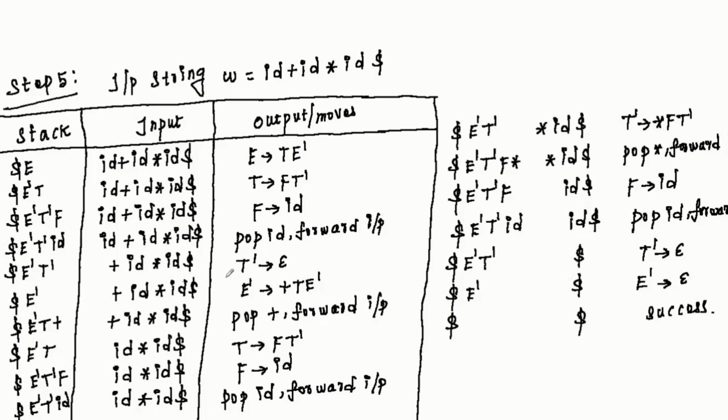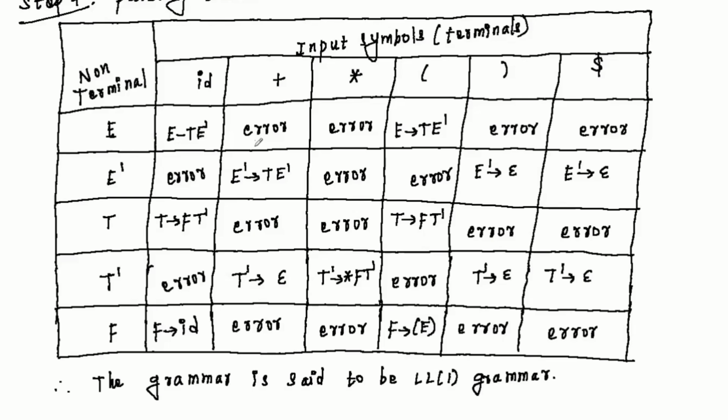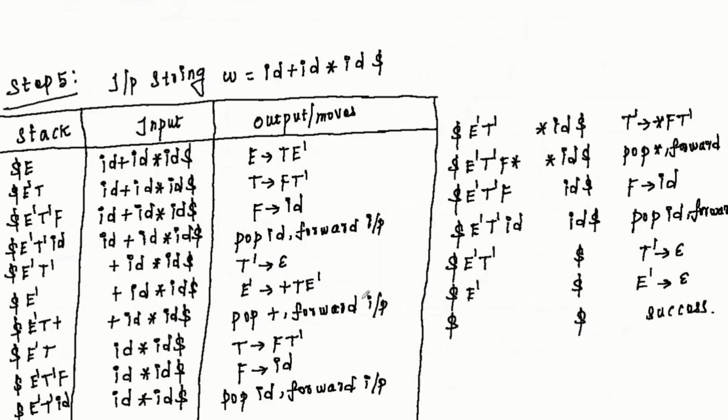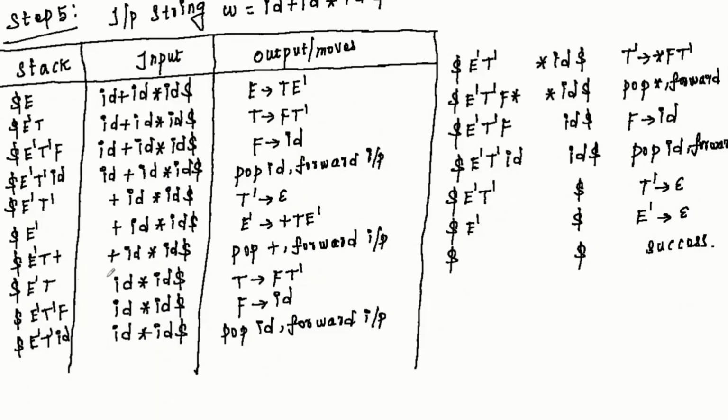E dash plus. Parsing table E dash plus: E dash tends to plus TE dash. Here you write E dash tends to plus TE dash. Then write it in reverse order instead of E dash. Then dollar E dash T plus. Input symbol plus ID star ID dollar. Plus, plus: pop plus, forward input. Then stack symbols dollar E dash T, remaining input symbol ID star ID dollar. T ID.